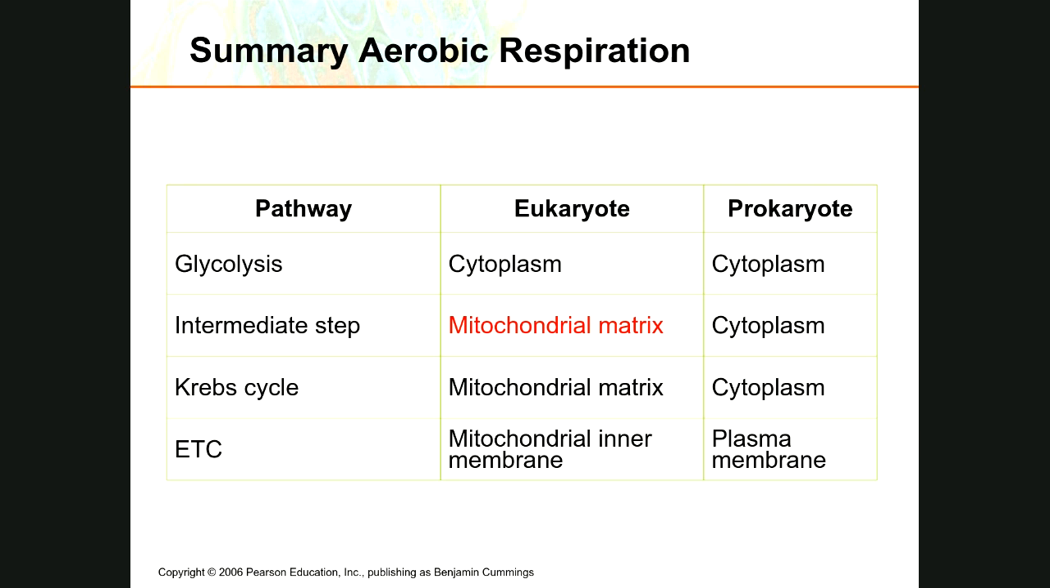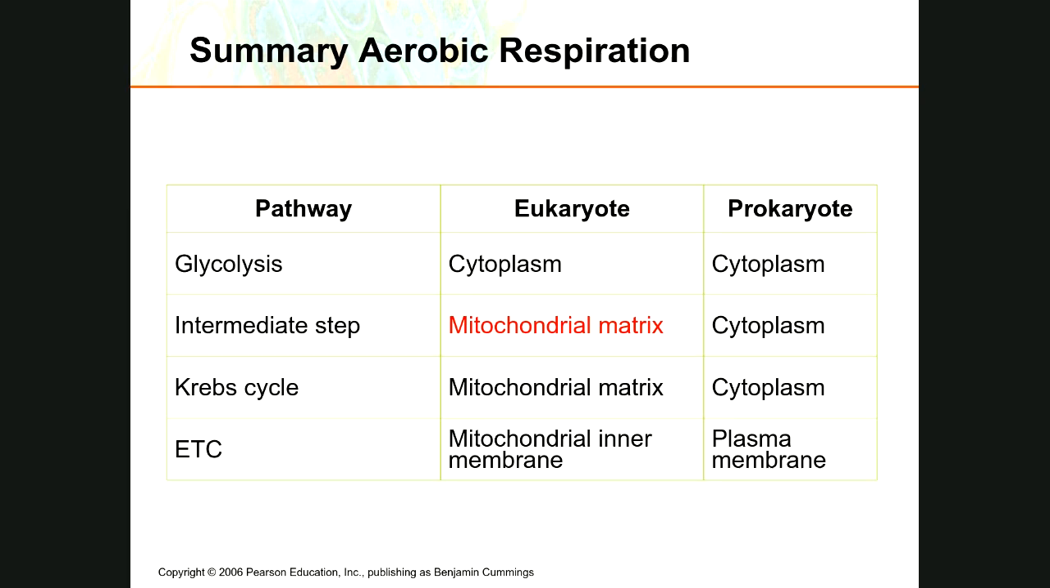But let's go back and start summarizing things. Remember I said you need to know where things happen. Glycolysis occurs in the cytoplasm of all cells. The intermediate step is inside the mitochondria of eukaryotes, still in the cytoplasm of prokaryotes. The Krebs cycle is also in the mitochondria of eukaryotes, and in the cytoplasm of prokaryotes.